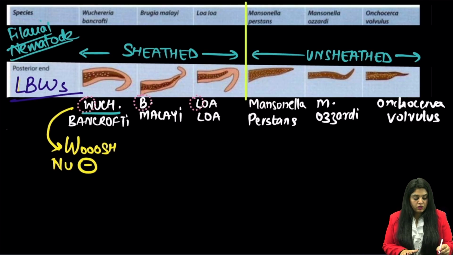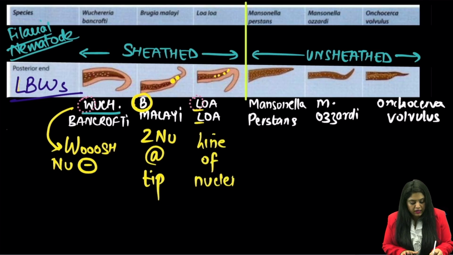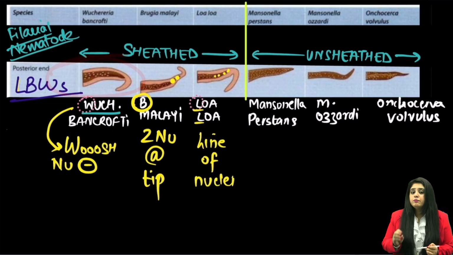Okay. Now when I talk about Brugia, Brugia is for bi. How many nuclei will be present at the tip? There are 2 nuclei that are gonna be present at the tip. Simple. There is 2 in Brugia. Loa, LL, line of nuclei, LLL, in Loa a line of nuclei is gonna be present at the tip. So simple, na? Which of them doesn't have nuclei at the tip? Whoosh, Wuchereria. Brugia has 2 nuclei, Loa has a line of nuclei to the end.